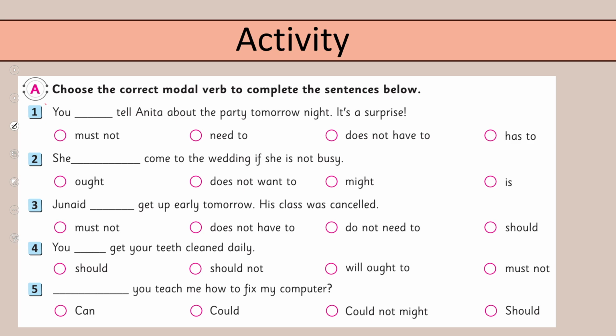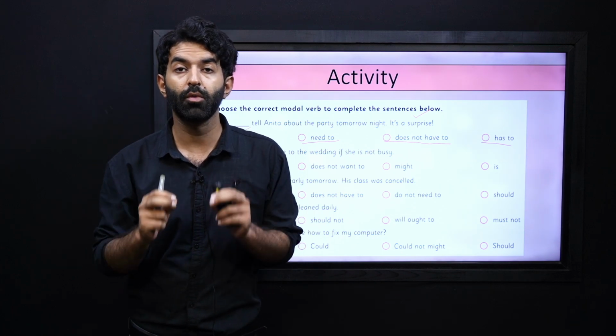Now, let me do the first one for you. You tell Anita about the party tomorrow night. It's a surprise. Now, what kind of modal verb over here are we using? You must not, you need to, does not have to, or has to. Since this is a surprise and surprises are not to be told, what is the right option? Yes, you must not tell Anita about the party tomorrow night. It's a surprise. You can solve the rest of these 2, 3, 4, and 5 by yourself. Try to understand the sentence, be logical, and use the modal verbs accordingly.